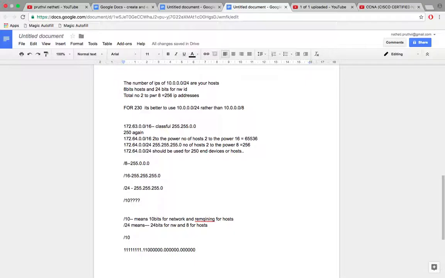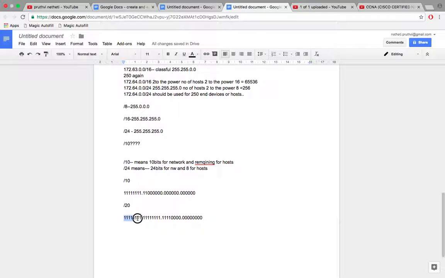And if you take /20, /20 can be written in binary format as 8 ones, 8 ones, 8 ones would be 24. No, wait. 16, 17, 18, 19, 20. Okay? So this is how you can write /20.